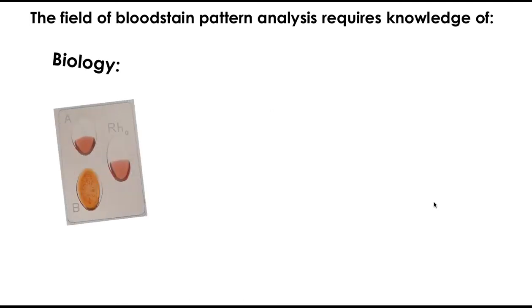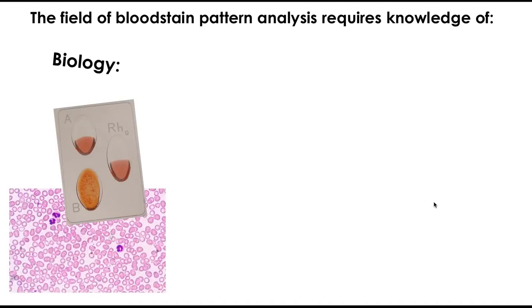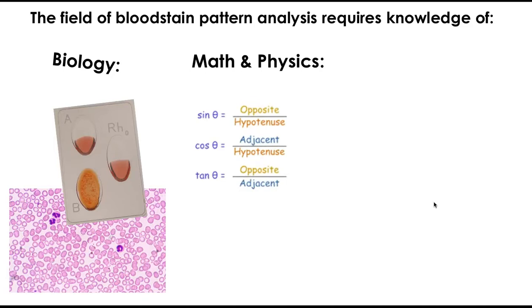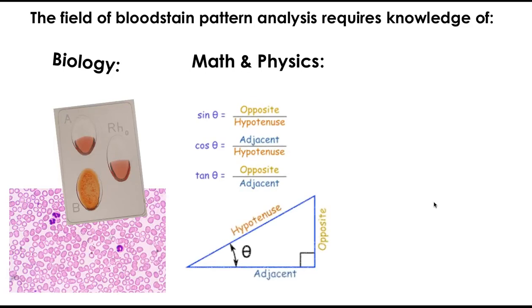Now, we've covered a few things in blood analysis, right? The field of blood stain pattern analysis specifically requires your knowledge of biology. We had to learn how to detect different blood types and see what blood looks like under a microscope. You also have been getting comfortable with quite a bit of math and physics, especially the Pythagorean theorem, sine, cos, tan, triangles, angles, all that good stuff to help you to measure the angle of impact as well as the area of origin. And now we're going to be talking a little bit about chemistry today.